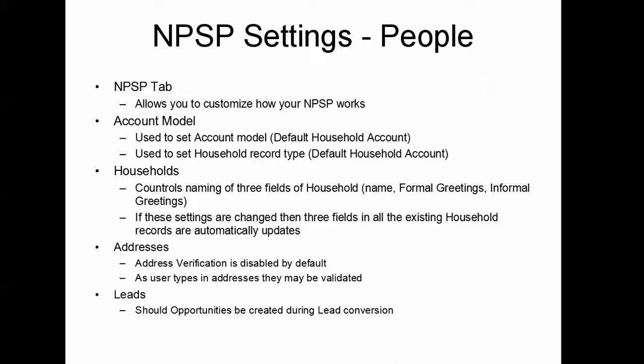The first setting is related to the account model. The default account model is the household account model. This is also the recommended model. There were two other models which were used before NPSP 3, but Salesforce's recommendation is not to use them anymore. So it is advisable that we do not change the account model and continue to use the standard default of household account. It is also possible to change the record type. The default record type is called the household account, and we can change it to a custom record type.